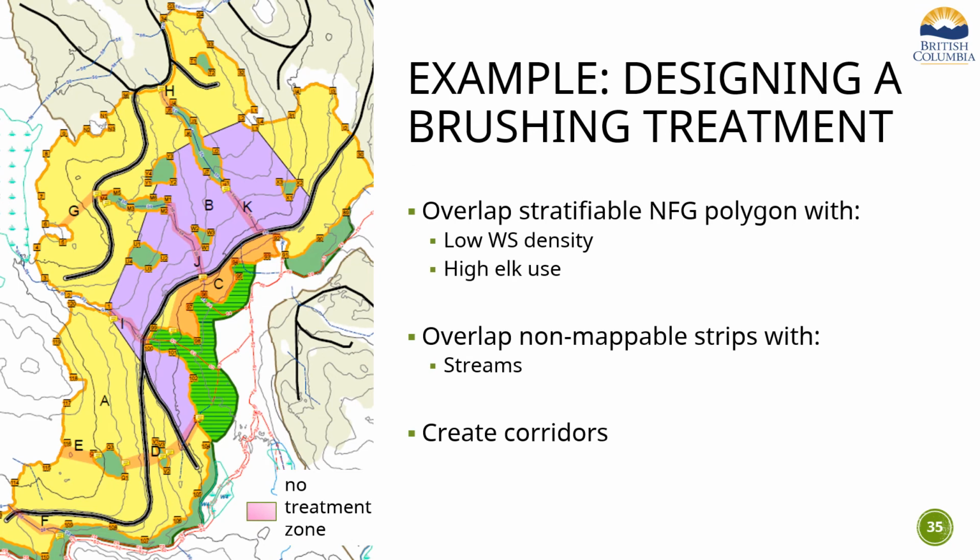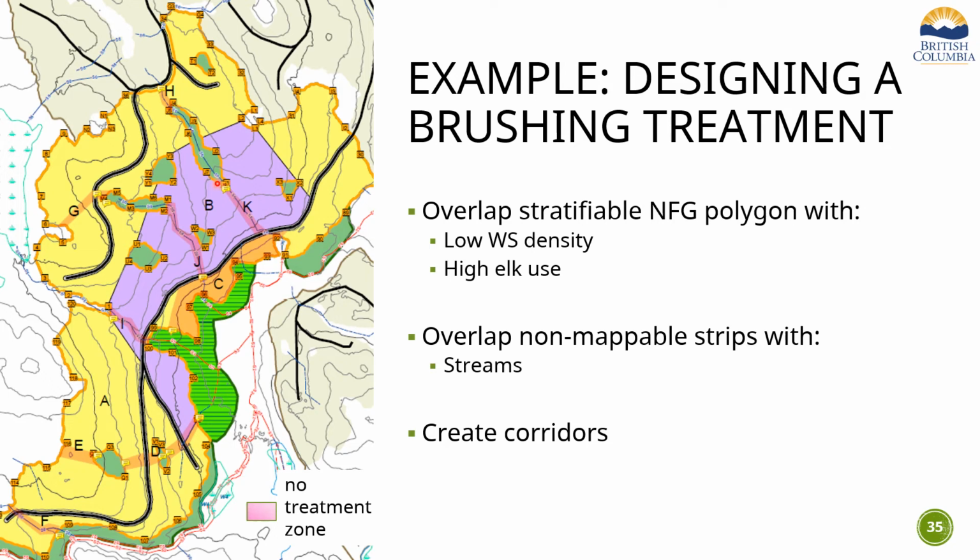All right, here's the plan. We are not going to brush the pink areas. They will be our broadleaf retention areas, or if you want to call them no treatment zones, that also works. We will overlap the stratifiable non-free growing polygon right here, stratum C, with the low well space density area. This will minimize the impact on long-term conifer volumes, given it already has low density, and at the same time, it will provide important cover and forage for the elk.